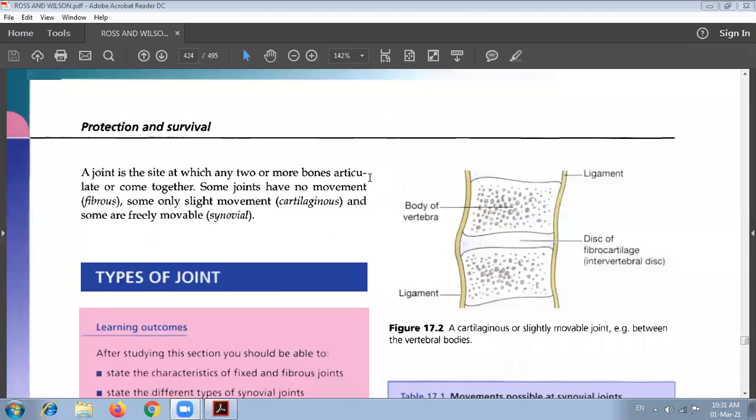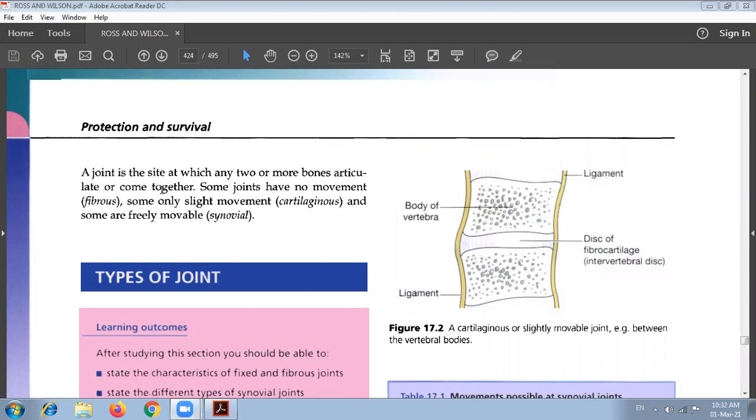So, what is meant by a joint? The first thing, how can we define the joint? The joint is the site at which any two or more bones articulate or come together. So this is called a joint. That means two or more bones come together to articulate, join together and form a joint.